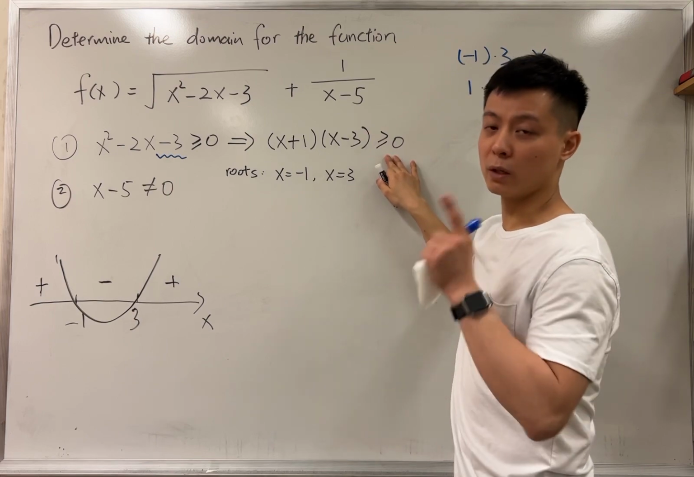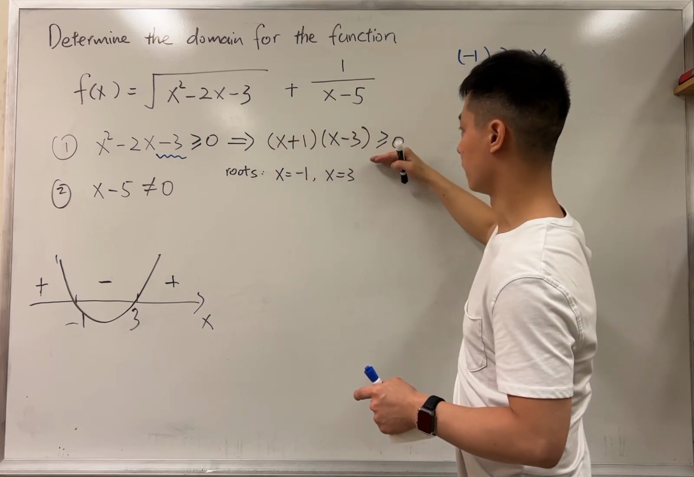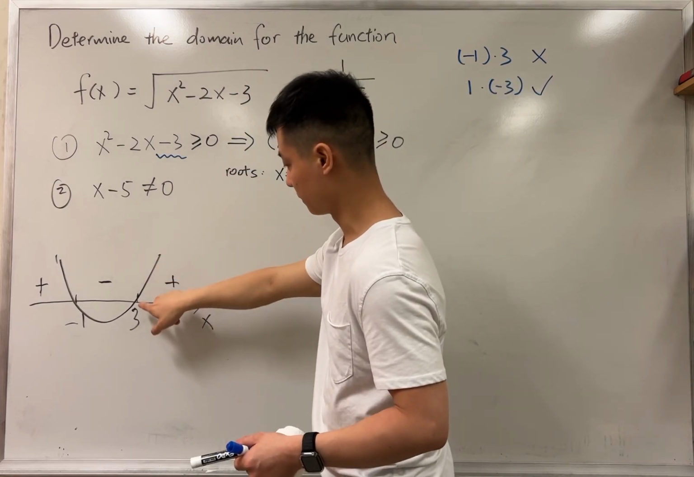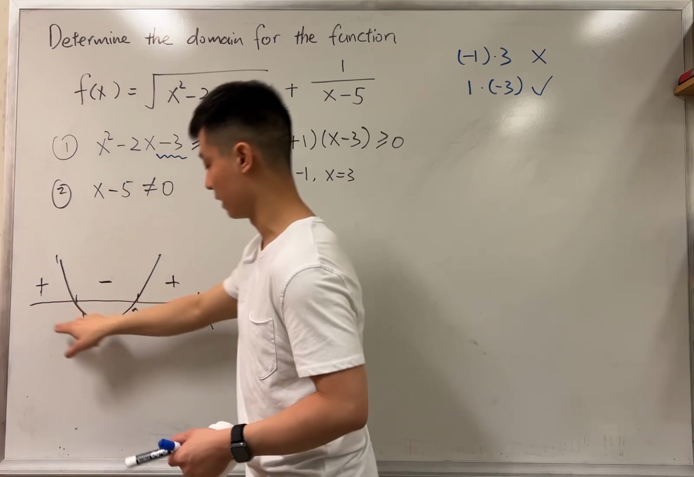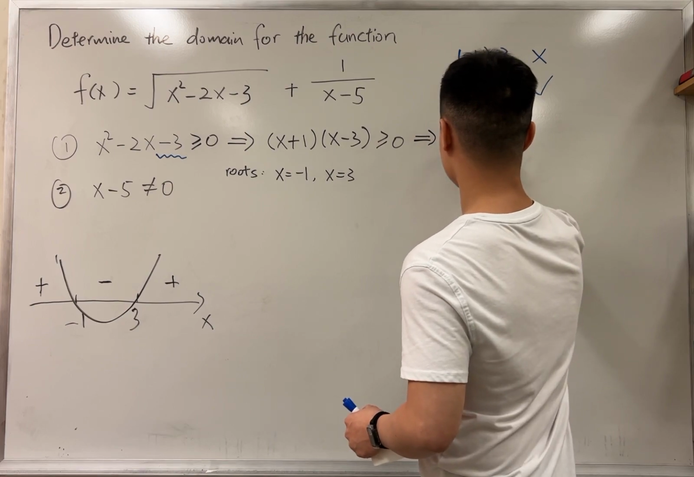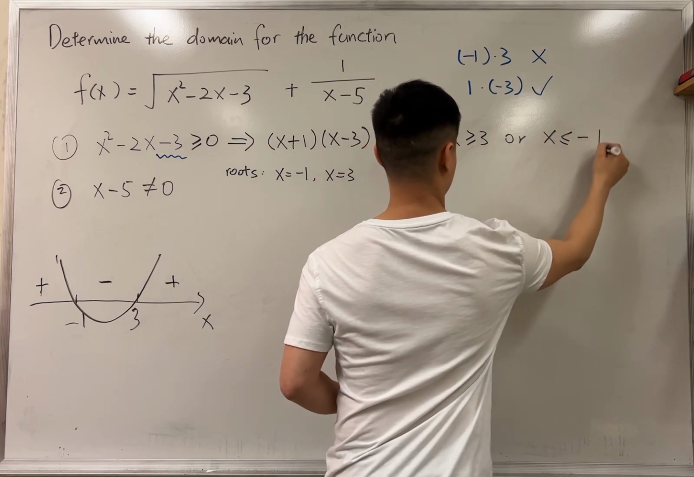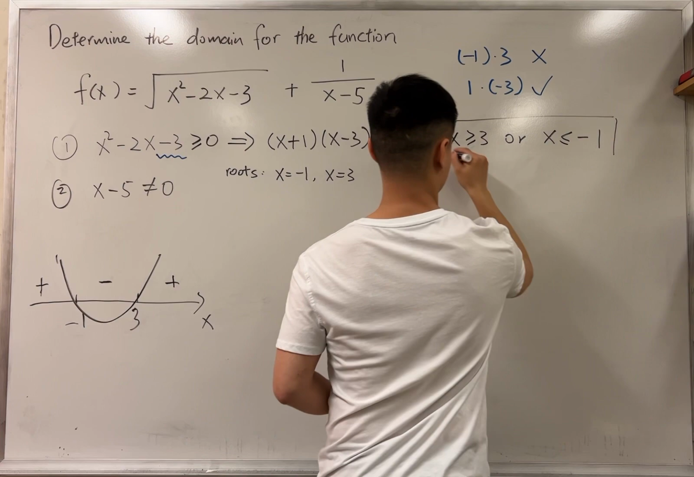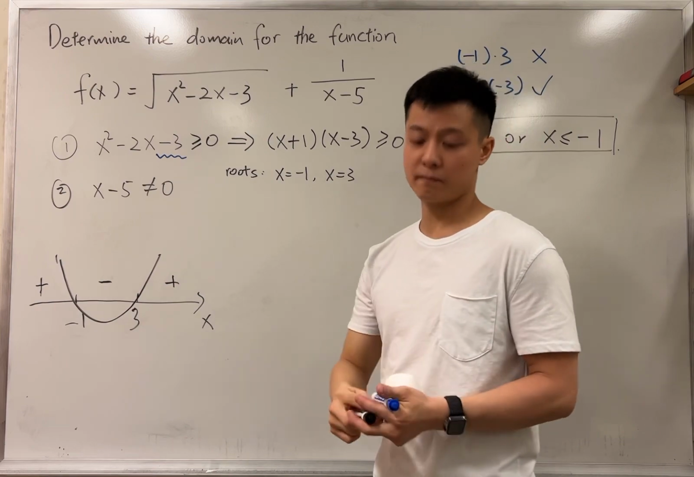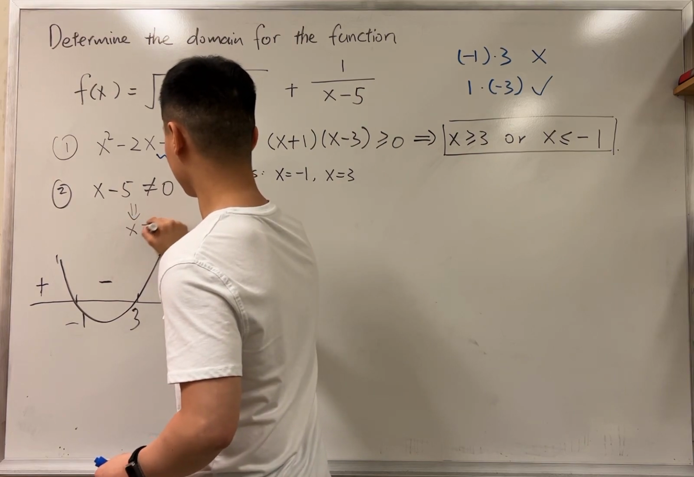In the inequality, we are looking for all the x's such that this expression, the function value, is non-negative. So that's going to be obvious, right? We're going to take all those x's after 3 and before negative 1. So that is going to give us the solution, which is x greater than or equal to 3 or x less than or equal to negative 1. And that is the first condition. The second condition is very easy to solve. It is just simply x not equal to 5.